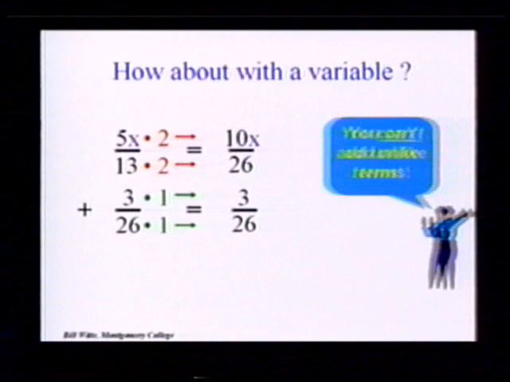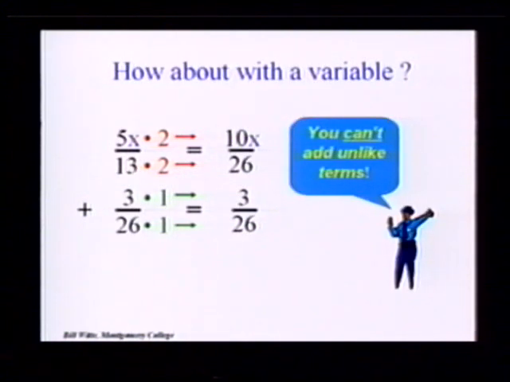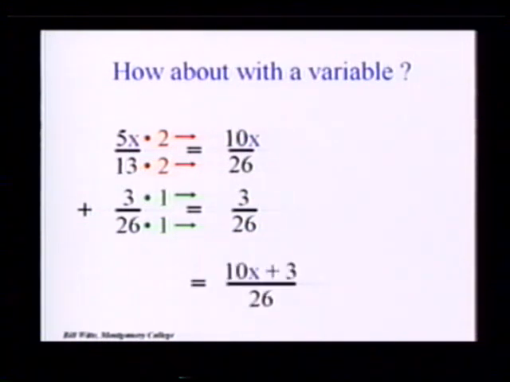And now, wait a minute, just add. All you have to do is add the top terms. And you can't. So 10x plus 3 over 26, and that's it. Brilliance. That's all I can say. Sheer, unadulterated brilliance. Pretty cool, huh?